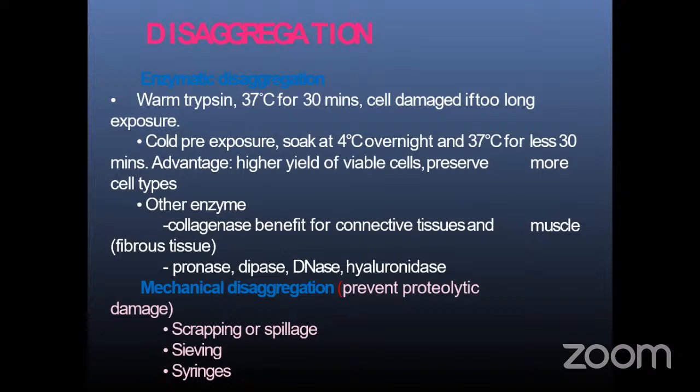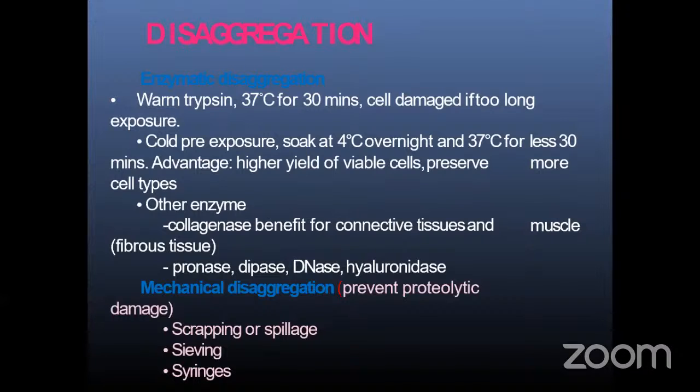And other enzymes other than trypsin. Trypsin is very commonly used. Other than trypsin, you have collagenase. For connective tissues, muscle tissues, fibrous tissues, you can use collagenase. Other than that, you have pronase, dispase, DNase, hyaluronidase. So that's what I'm saying: based on the tissue you are using, you have to select the enzyme. It is not that you should blindly go and add trypsin. It is in your hand that you can choose any of the enzymes based on your experiment.